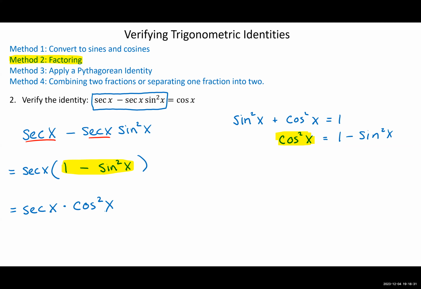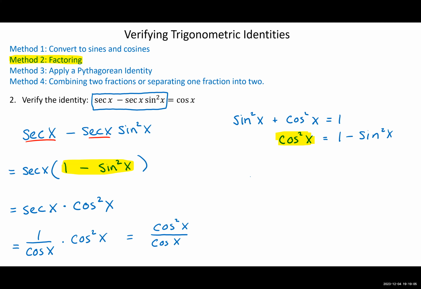So that is a Pythagorean identity. Okay, we're getting close. The secant, this is one of our reciprocal identities. Secant of x is 1 over the cosine of x. Now, if we multiply, it looks like we have cosine squared of x on top, and we've got cosine of x on the bottom.